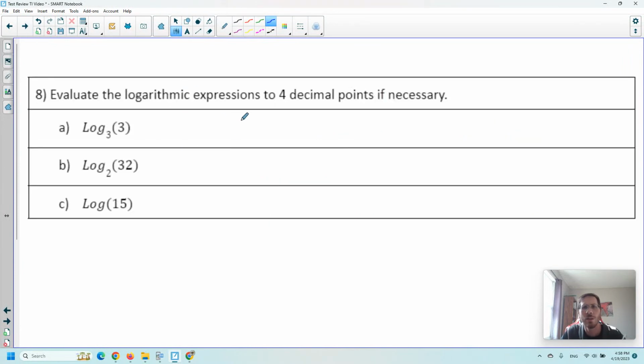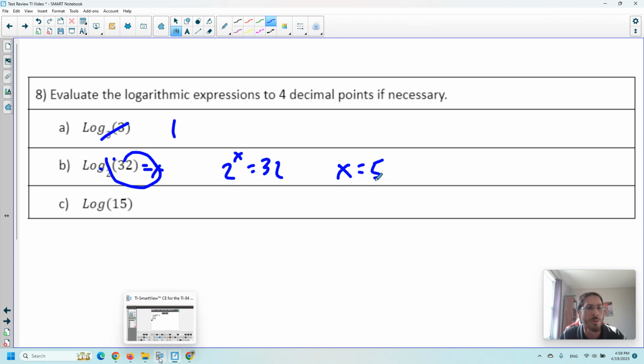For 8, evaluate these to 4 decimal points if necessary. So we can type all these in if we want. The first one, though, log base 3 of 3, those would cancel to 1. Log base 2 of 32, I think it's going to be easier to say 2 to some power is 32, and that power is going to have to be 5. Log 15, though, I don't know. So that one I would have to put in the calculator anyway. So let's go ahead and put in the first two just for fun.